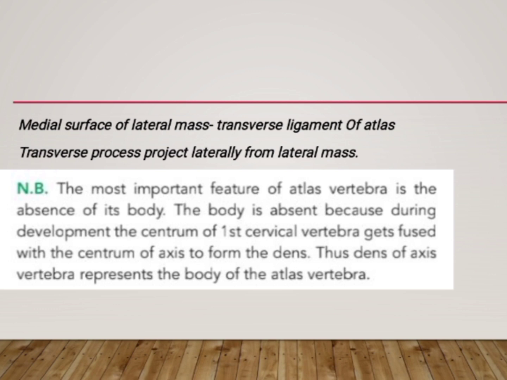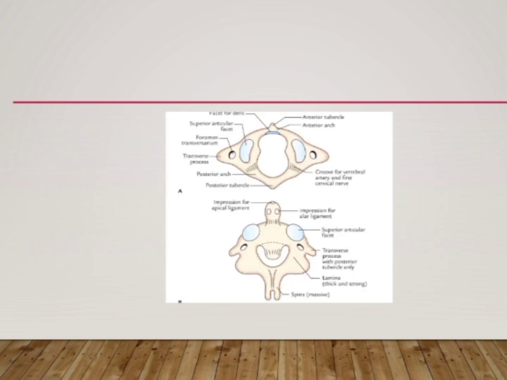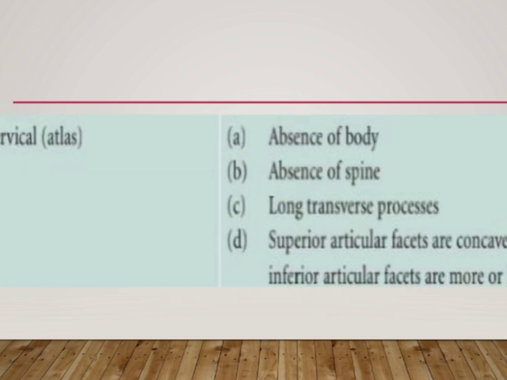The transverse processes project laterally from the lateral mass. The most important feature of the atlas vertebra is the absence of its body. The body is absent because during development the centrum of the first cervical vertebra fuses with the centrum of the axis to form the dens. Thus, the dens of the axis vertebra represents the body of the atlas vertebra. In the articulated position, the odontoid process comes in contact with the facet of the dens, and the odontoid process is considered as the body of the atlas vertebra.